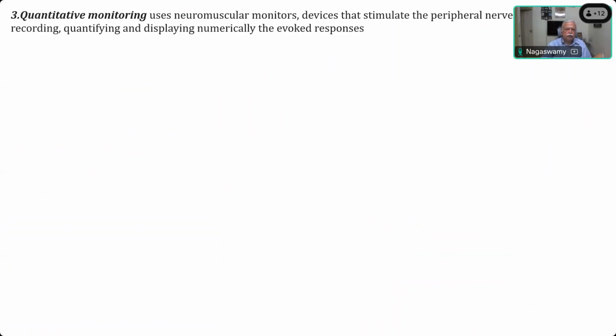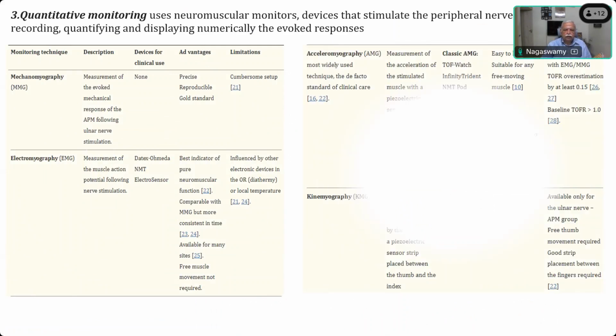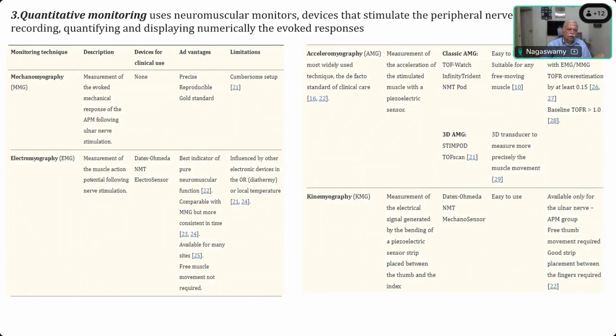The third type of classification is quantitative monitoring, the use of a neuromuscular monitor that stimulates the peripheral nerves accordingly. So there are about 6 types which are used, of which the mechanomyograph is considered the gold standard, but it's a big machine which is used mainly in the laboratory. And advantages, disadvantages and limitations are all given in this chart.